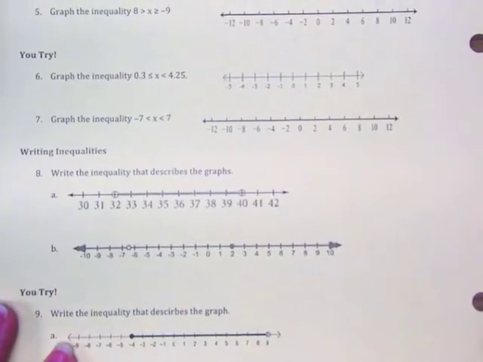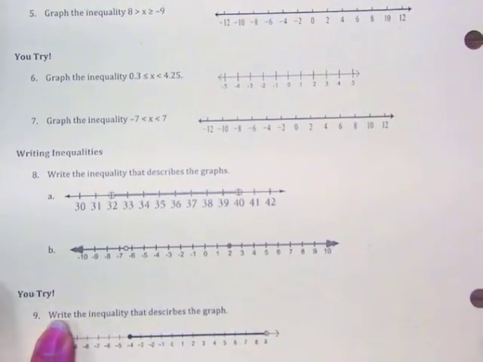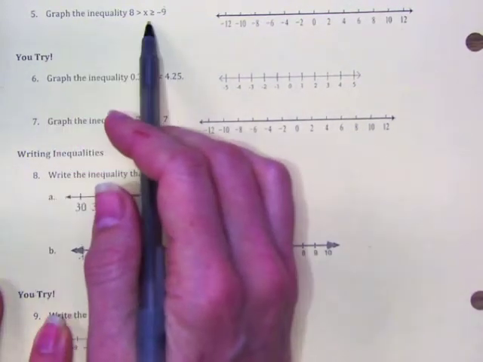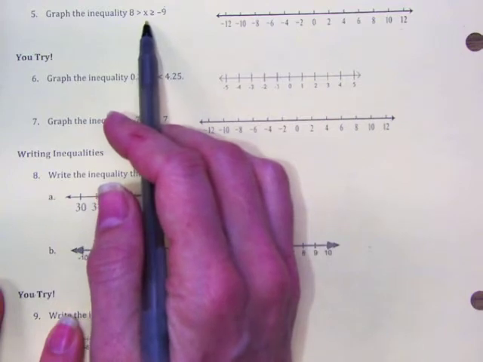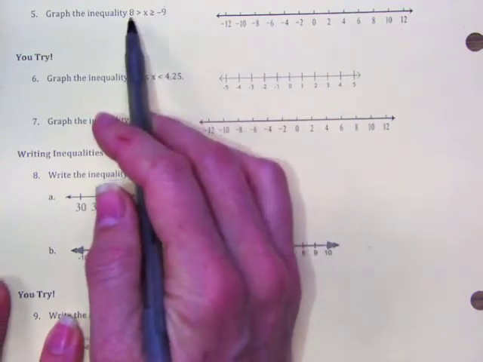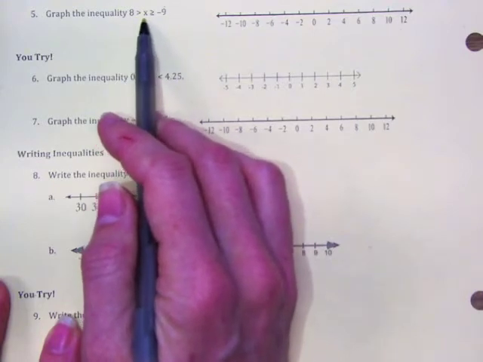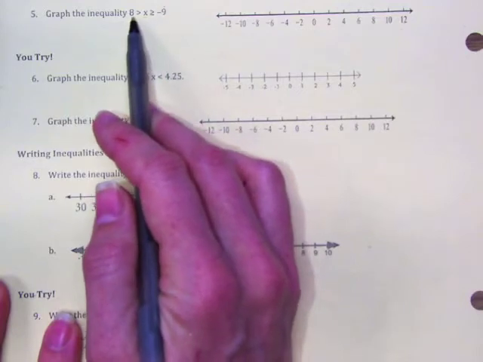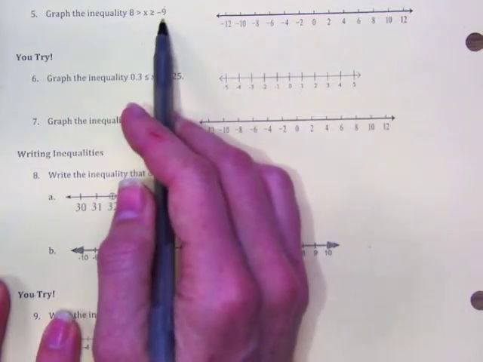Okay, here we are with our note sheet. This is the back side of the note sheet because we finished the first side yesterday. The first problem asks us to graph an inequality, a sandwich inequality. So it's asking for all the values, again, that are between the two given values. This says 8 is greater than x, which is greater than or equal to negative 9. So I want all the values between 8 and negative 9.